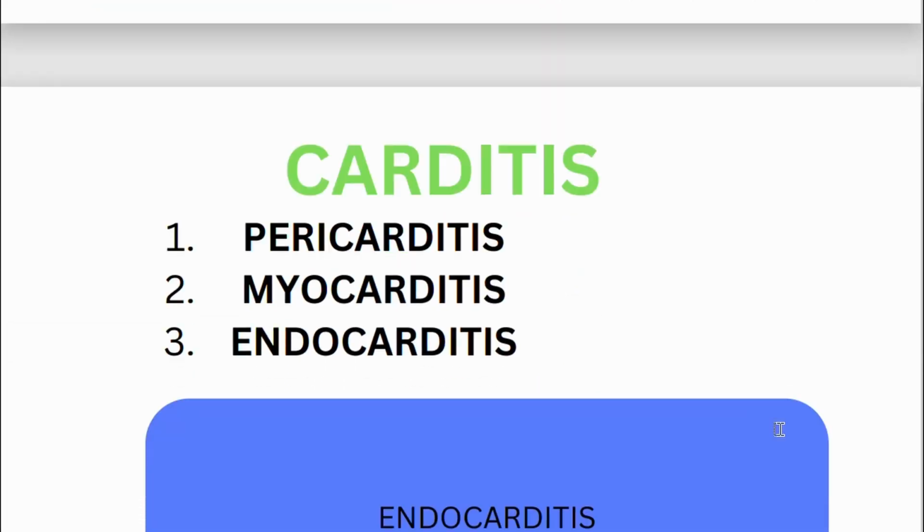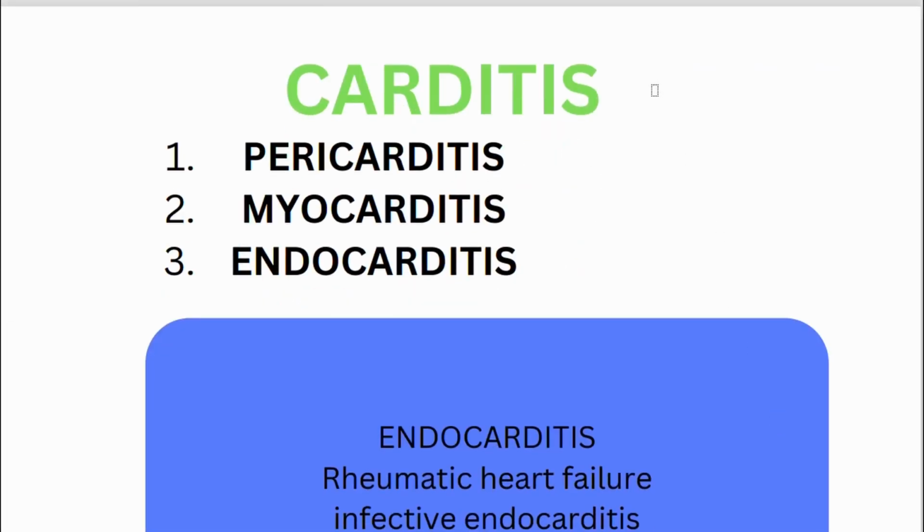And next we move to carditis. Itis means inflammation. There is inflammation in the heart. Which part of the heart is getting inflamed? Pericarditis, myocarditis, and endocarditis. These are the layers of the heart. In the first class, I dealt with the layers of the heart. If you have not yet seen it, please go back and see the part 1 video. In this, the heart is getting inflamed. Which part? It may be pericarditis, myocarditis, or endocarditis.